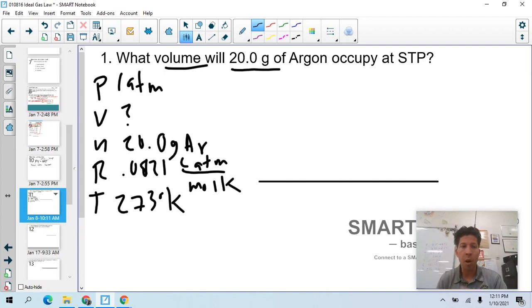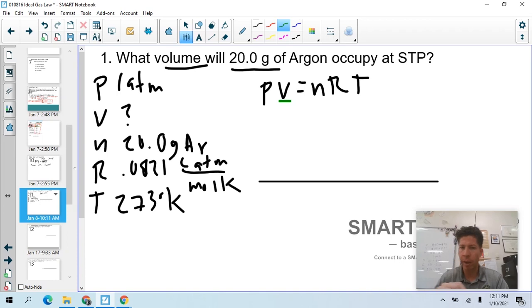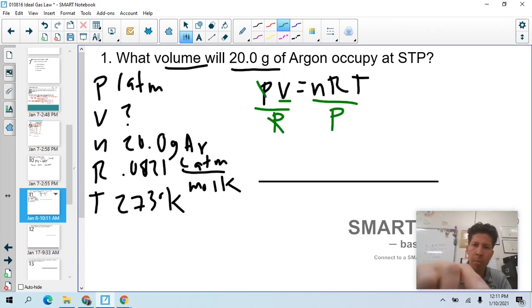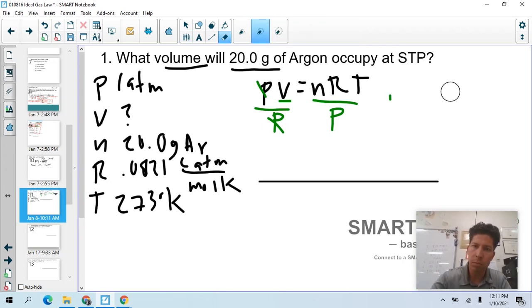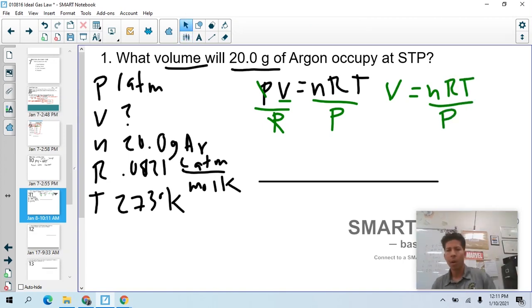Okay, cool. So I'm solving for volume. So let's go ahead and do that. PV equals nRT. I want to isolate volume, get that by itself, right? So I have to get rid of pressure. So pressure is being multiplied, so I'm going to divide by pressure. If I do it to one side, do it to the other side. So my equation should be volume equals nRT over P. Okay?